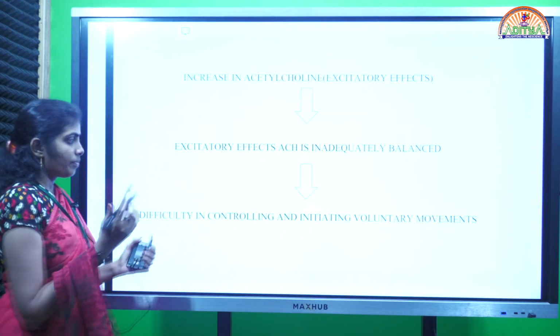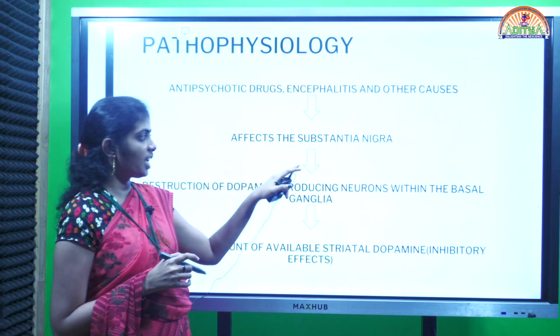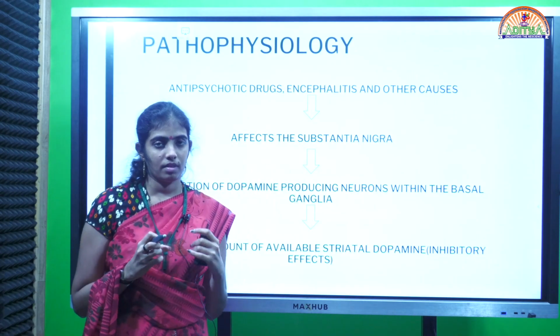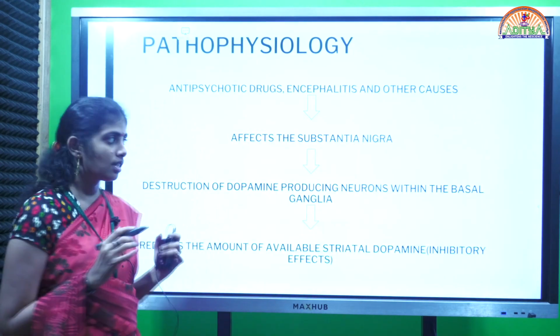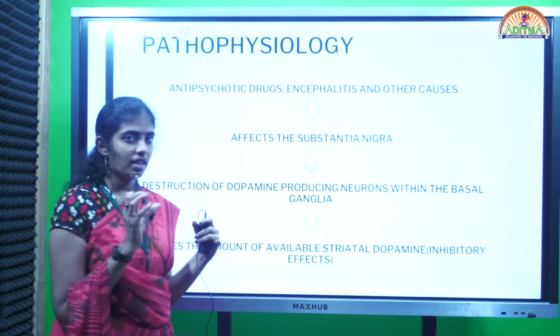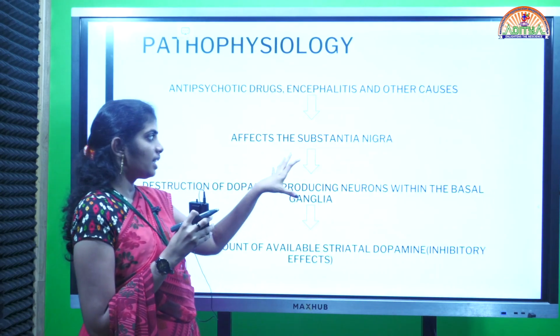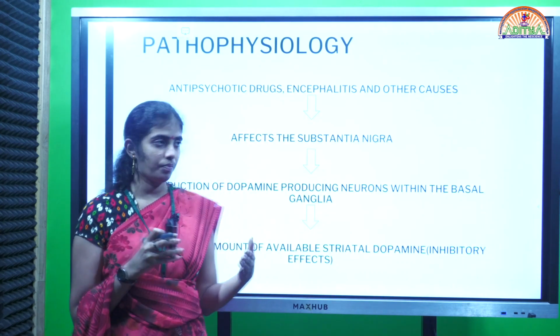And next, in the substantia nigra, there will be an accumulation of Lewy bodies. The main process is that the Lewy bodies accumulate and will be seen in the substantia nigra. There will be increased alpha synuclein also.